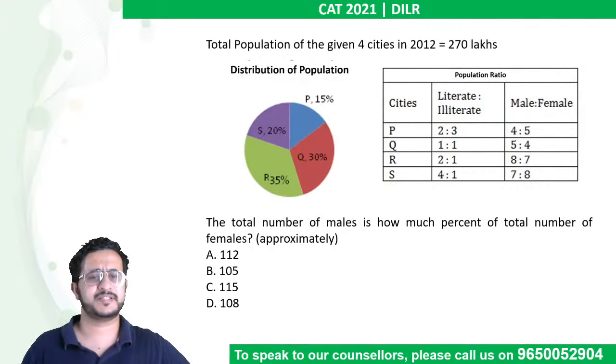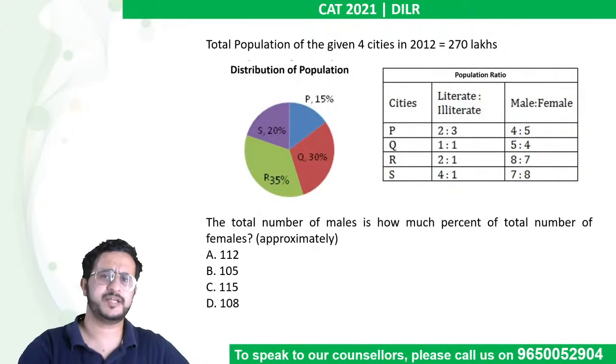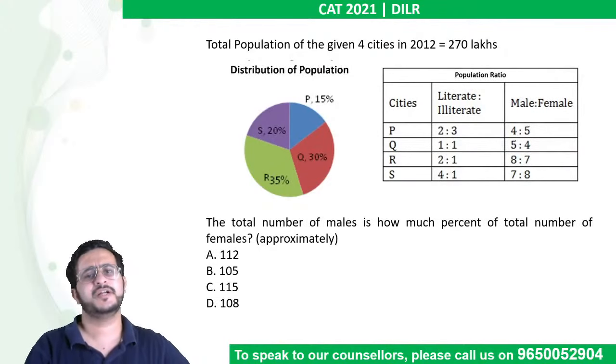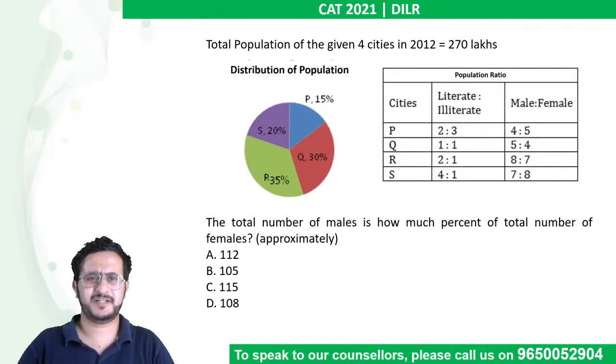Degree to percentage, multiply by 5 by t. No, this is in degree, not in degrees. This is in percentage only. These values are in percentages only. 15%, 30%, 35%, 20%. Now this is some advanced trick. You won't be able to understand it instantly, but pay attention when I tell that.